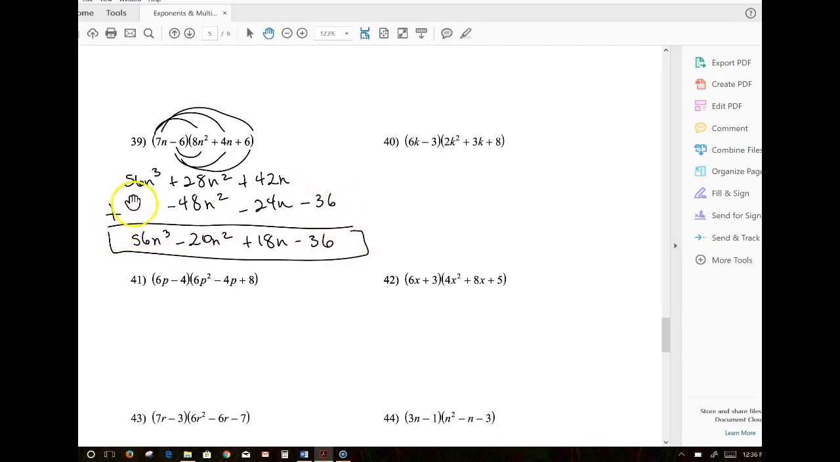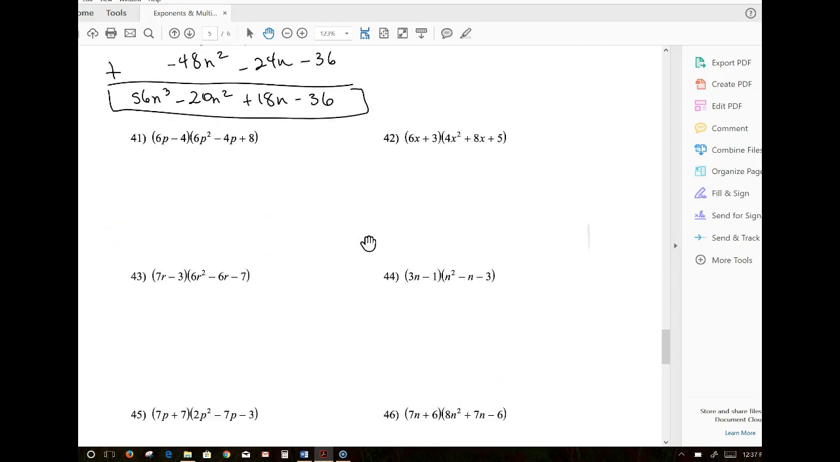Now, you draw your line. We're going to add it. There is no other n cubed, so that just comes down. Like terms here. So different signs, so we subtract, take the sign of the larger. Same thing here, opposite sign, subtract, take the sign of the larger. And this is the only negative 36, so it just comes down. We got a cubed, a squared, a first, and a constant. Nothing else to combine, so we are done. So that is multiplying a binomial times a trinomial.